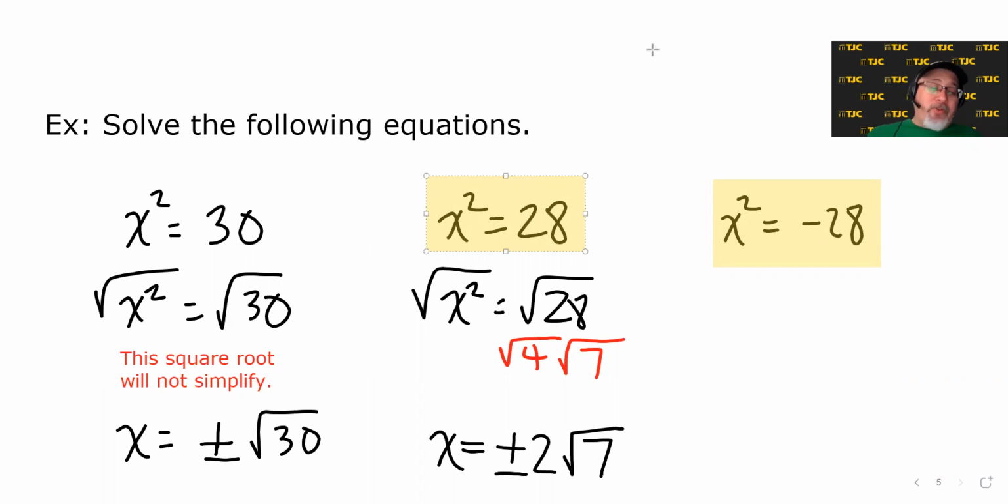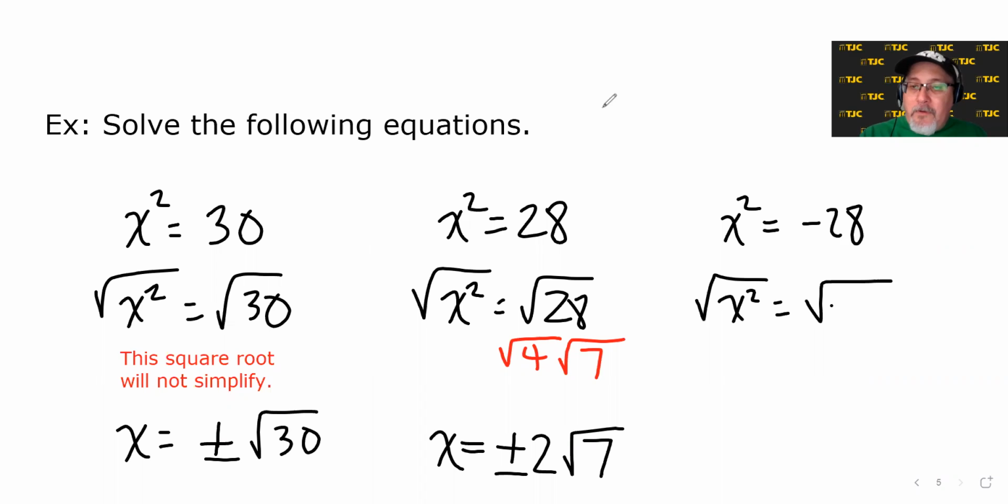So when we square root both sides, the 28 is going to behave the same way. What's not going to behave the same way is the fact that there's a negative. Well, we've already talked about how to deal with a negative under a square root. Square root both sides of the equation to get the square root of x squared equals the square root of negative 28.